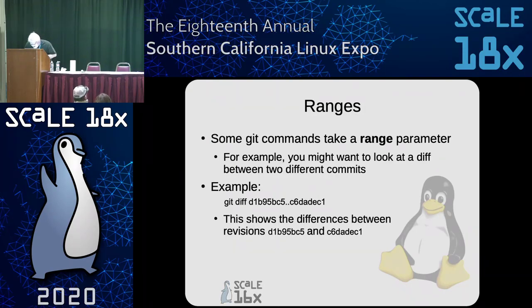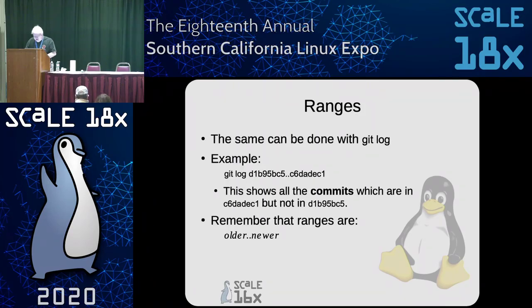All right, now let's talk about ranges. Some Git commands can take a range parameter. For example, you might want to look at the differences between two different commits. For example, git diff, and the way you specify a range is something dot dot something else. So that something can be SHA hashes, it can be branch names, it can be tags. We'll talk more about that later. This basically shows all the differences between the two revisions that you gave it.